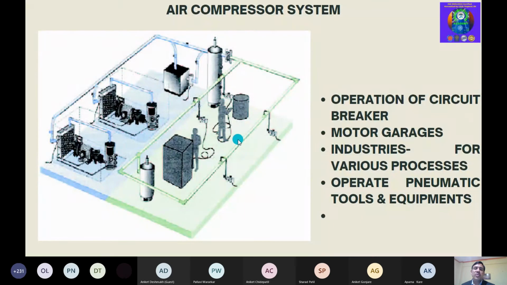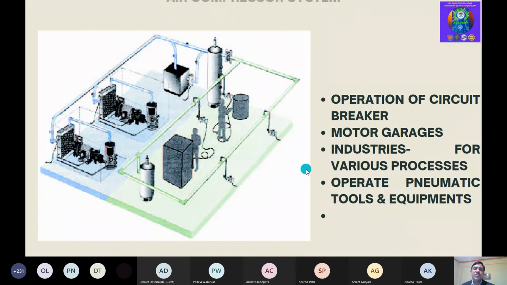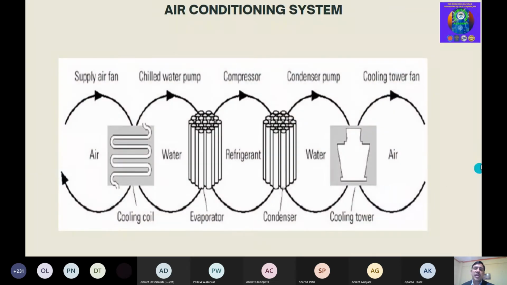For the operation of the breakers, if it is an air pneumatic breaker, we have installed separate compressors at the local breaker level only. There is no need to maintain such a system at your substation, but previously it was there.